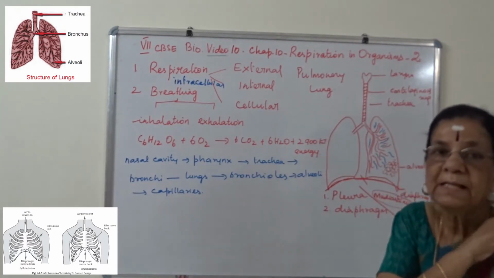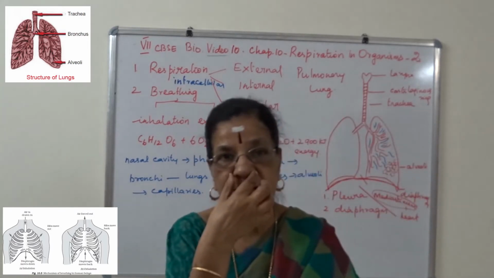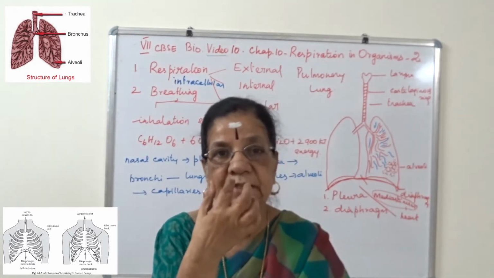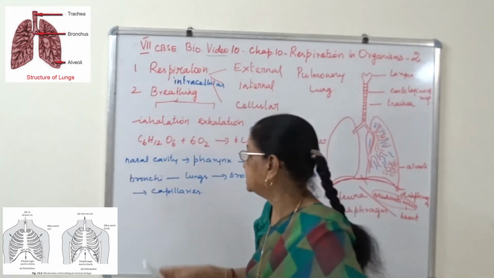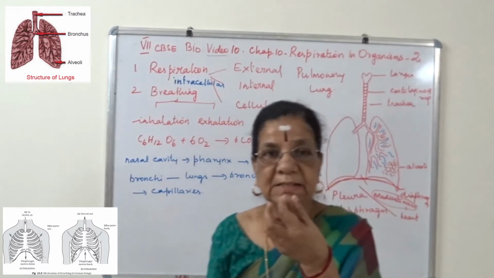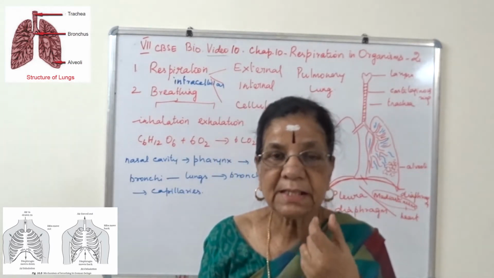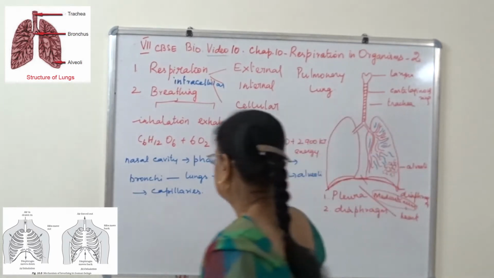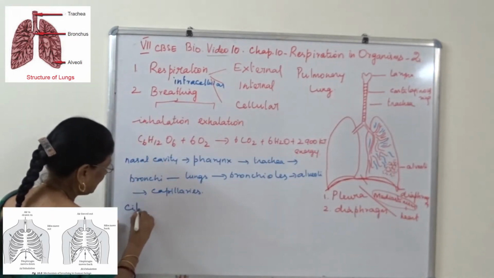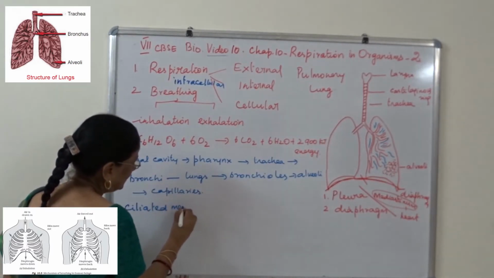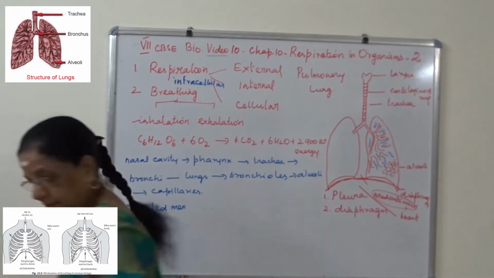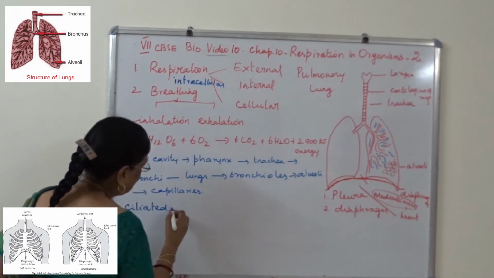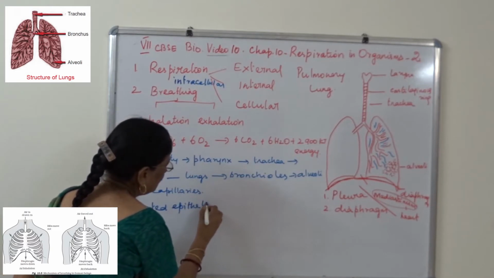This is the path of air passage: nasal cavity. This is the external nostril, and within that the internal nostril, which continues as the nasal cavity. This nasal cavity is lined by ciliated epithelium. The lining layer of membrane, the nasal membrane, is called ciliated epithelium. I hope you are understanding.